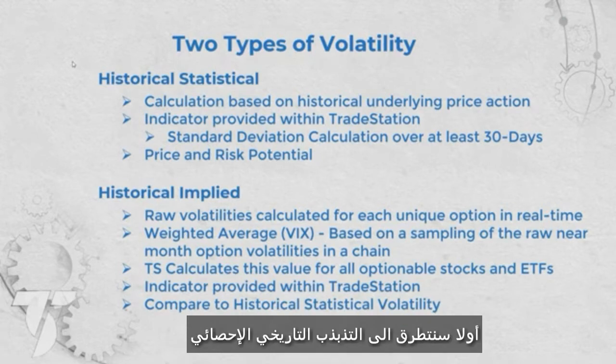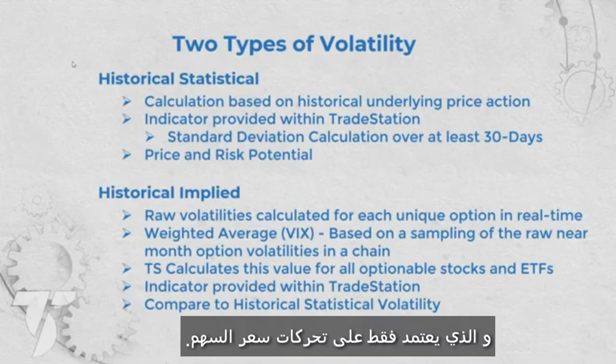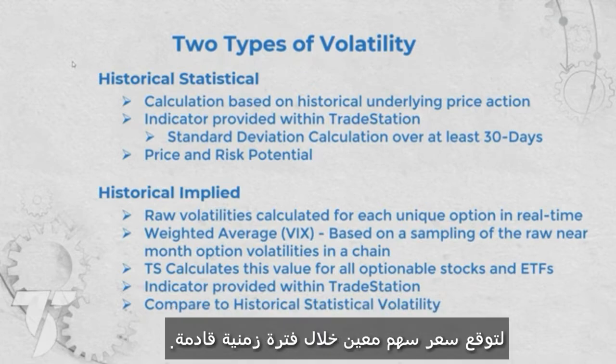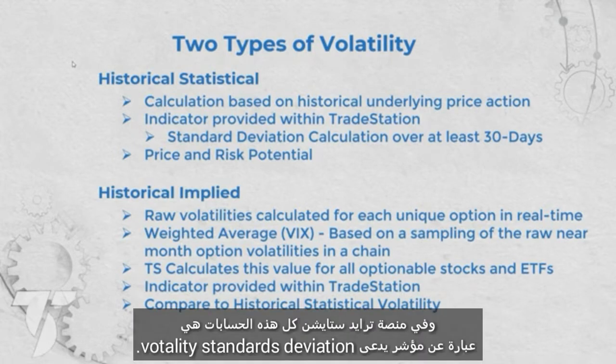look at. First, we look at historical statistical volatility, which is based solely on the price movement of the underlying asset. That calculation uses a standard deviation method, usually looking at 30 historical daily bars to estimate an annualized price potential, or if you think about it, maybe the potential risk of the underlying asset for a specific period of time. And in TradeStation, that calculation is an indicator, which is called volatility standard deviation. You can plot that on a chart.